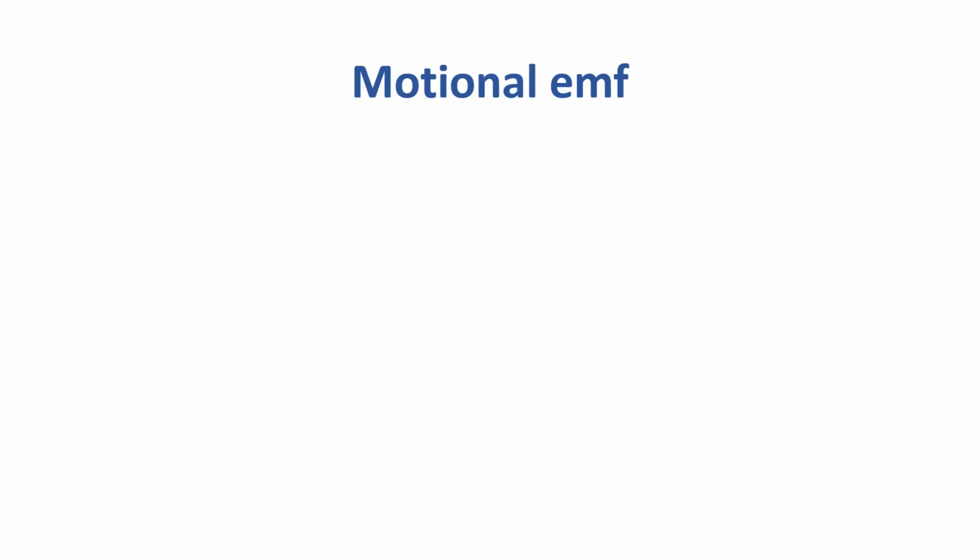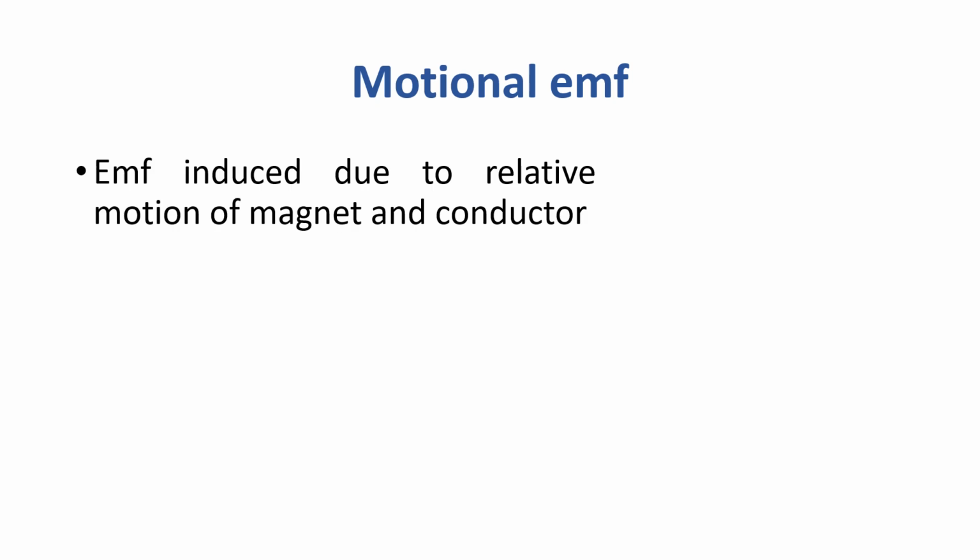So the next important concept is about motional EMF. The EMF induced due to relative motion of magnet and conductor is called motional EMF. जैसे कि नाम से जाहिर हो रहा है कि it is motional, so it is due to the motion of conductor or the motion of magnet. So दोनों का जो relative motion है उससे जो EMF induce होती है उसे हम motional EMF कहते हैं.